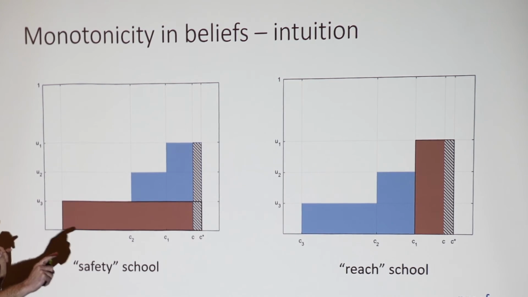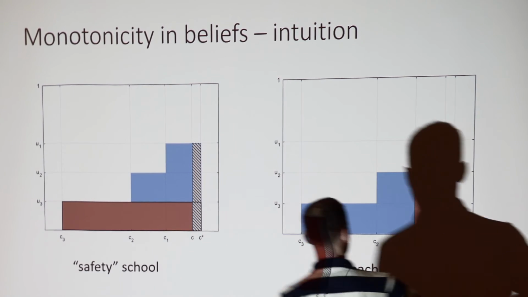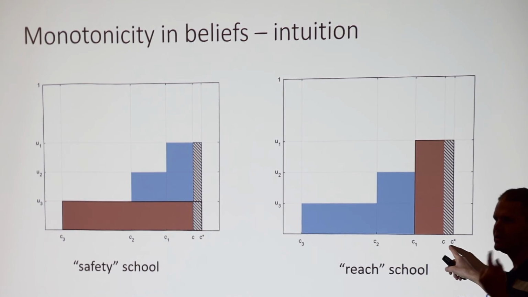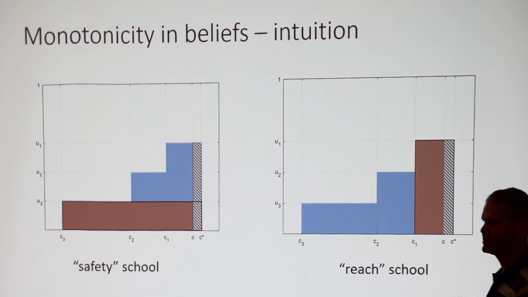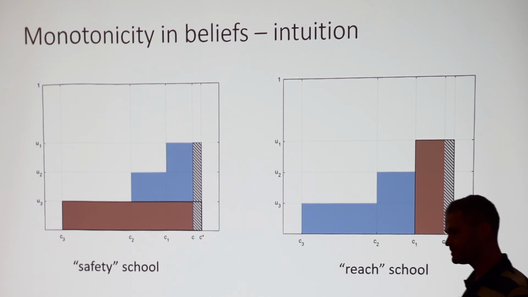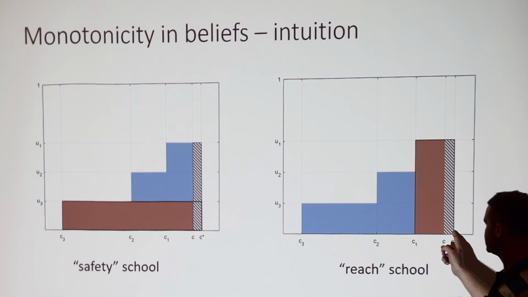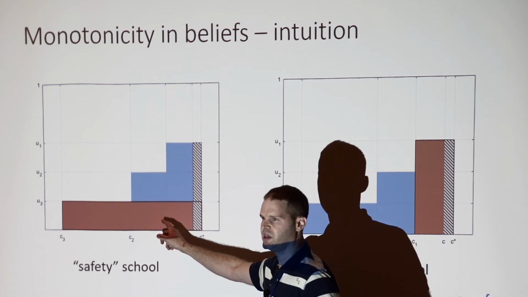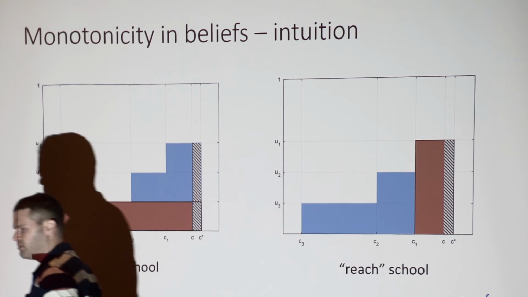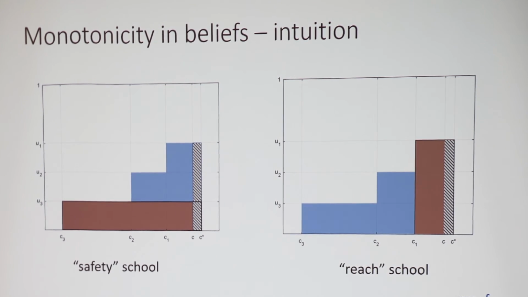This illustrates the beliefs of two students. One thinks that his scores are distributed uniformly between 0 and C star, that point over here. The other already knows that he didn't get the first question on the exam right. So his scores must be less than C. Okay? This induces MLRP lower beliefs. What it does is it eats a lot of this first rectangle, but it eats very little from this rectangle. So it makes the safety school relatively more attractive.